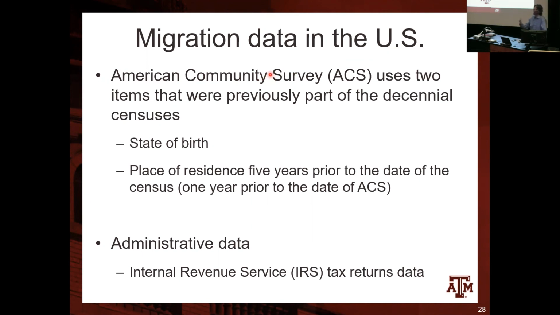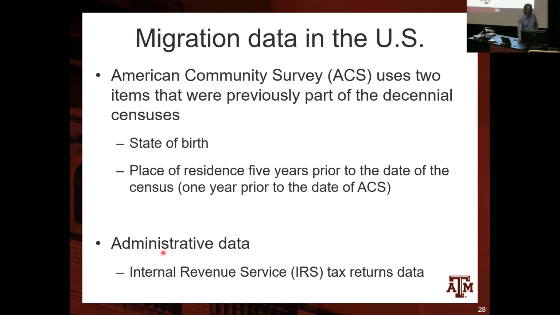Because up to the 2000 census, you had the short form that was asked to the whole population, and you had the long form that was asked to 5% of the households in the US. But overall, these are the two main questions that the ACS measures.